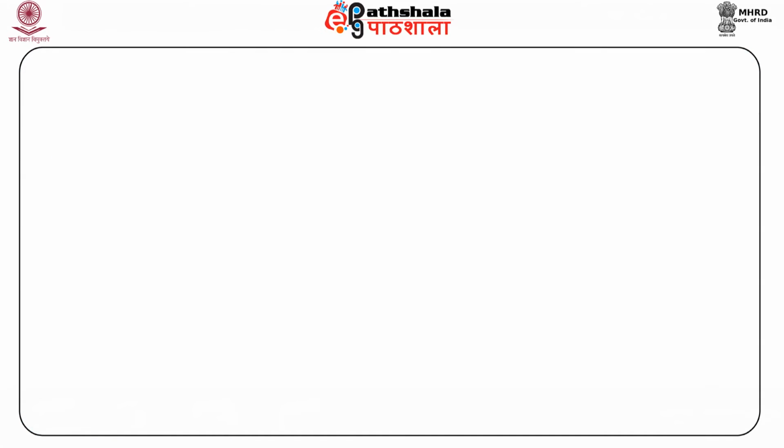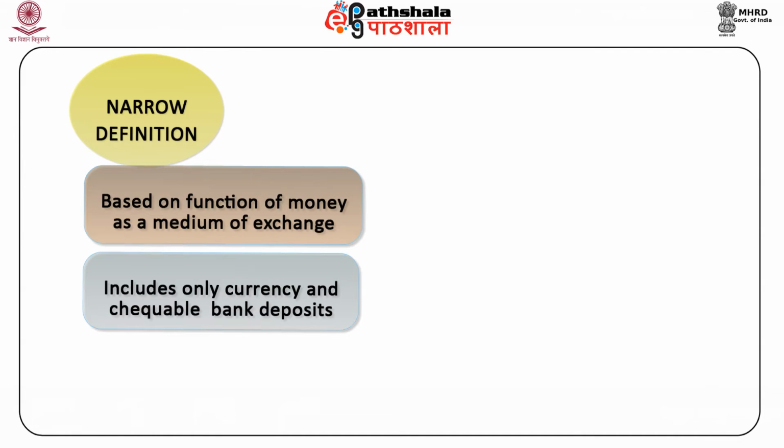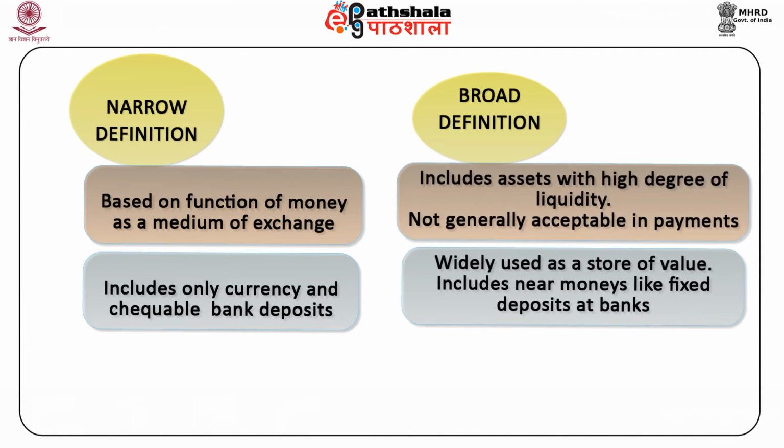The narrow definition of money includes in money all those assets that perform the function of money as a medium of exchange. This should include only currency and checkable bank deposits. In the broader definition of money, all those assets are included which may perform the other functions of money except as a medium of exchange. These assets have a high degree of liquidity.